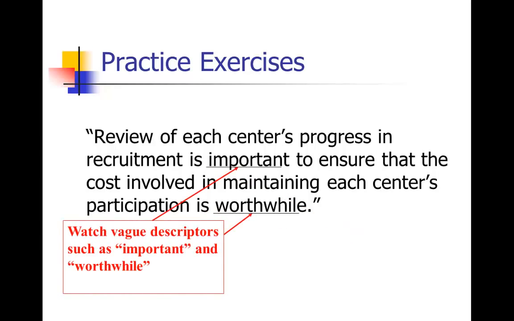Then we get a couple of other things I want to point out here. We get these kind of vague descriptors. Important, worthwhile. These are kind of vague words, and I'm going to show you a couple of examples that have the word important in them today and kind of discourage you from using that in most cases. You'll notice like each center's participation is worthwhile. Well, what do you mean by worthwhile? That's really, really vague, right? What specifically would make that participation worthwhile? So you can see that's kind of vague.